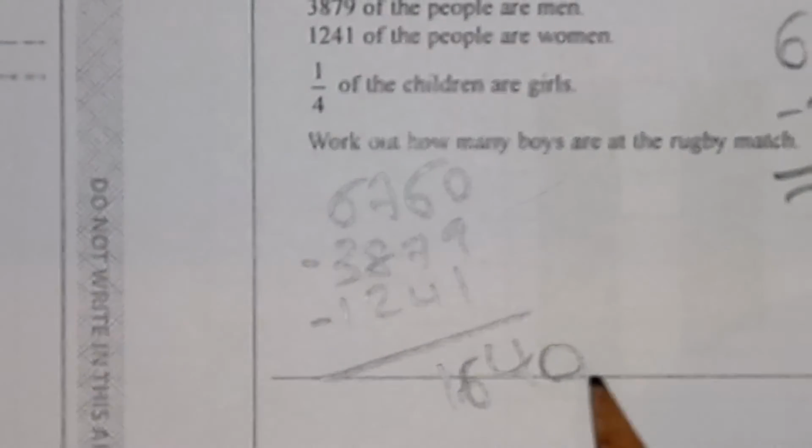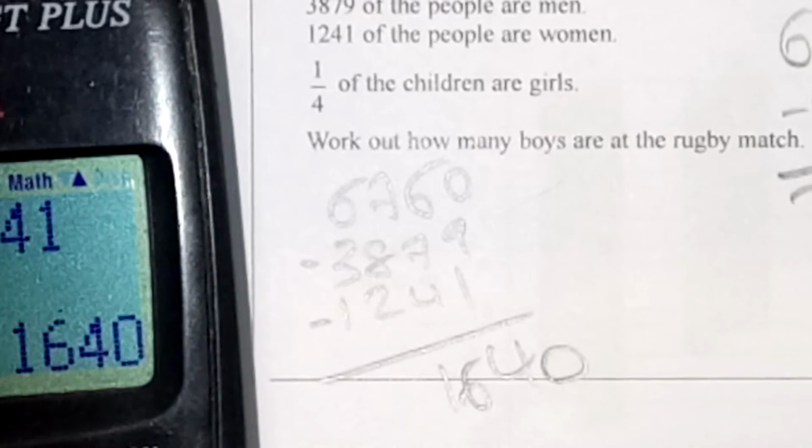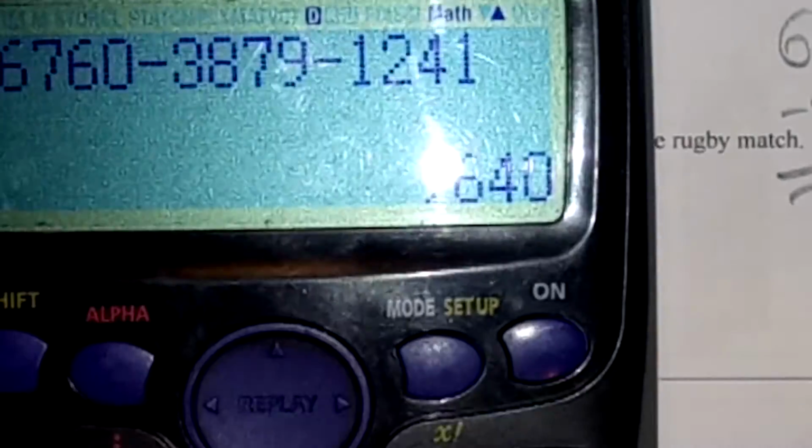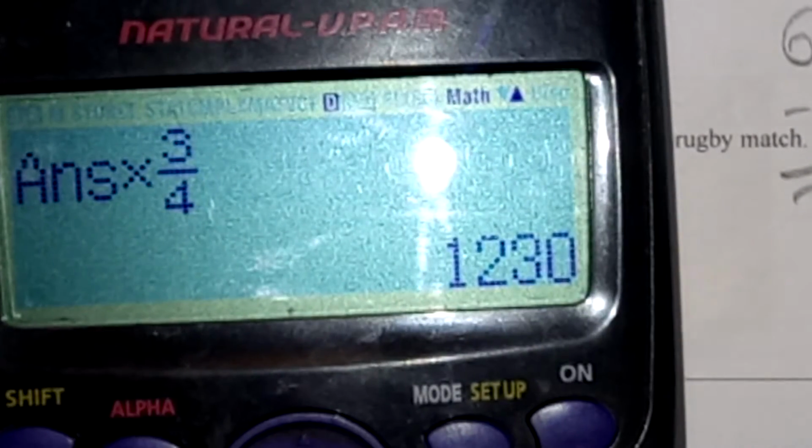So it's 1,640 children. Okay, a quarter of that are girls. So we can work out a quarter and subtract it, or if there's a quarter of girls, then we know 3/4 are boys. So I'm just going to times that by 3/4. My answer is 1,230.